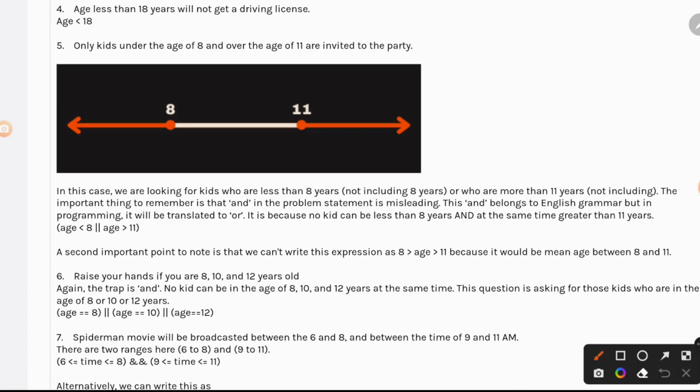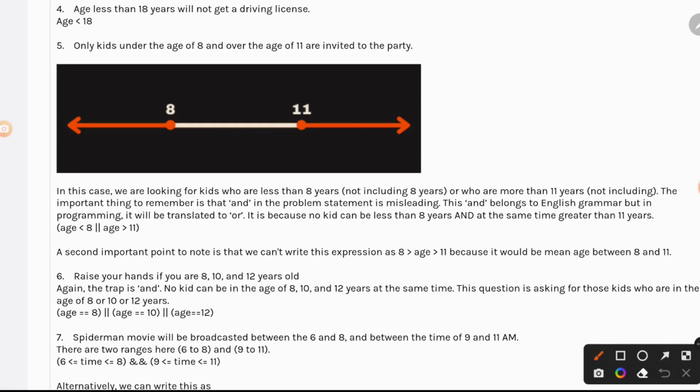We'll take another example. Let's say only kids under age 8 or over 11 are invited to the party. That means anybody who is between 8 and 11 is not invited. So the invited part is in the orange and the white part is not invited. So how do we write this?